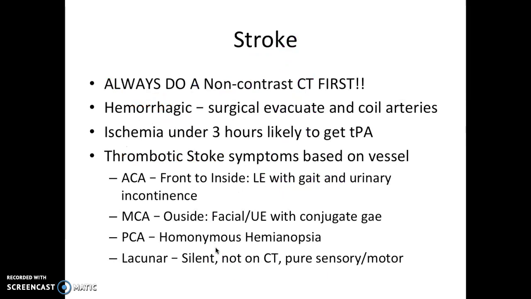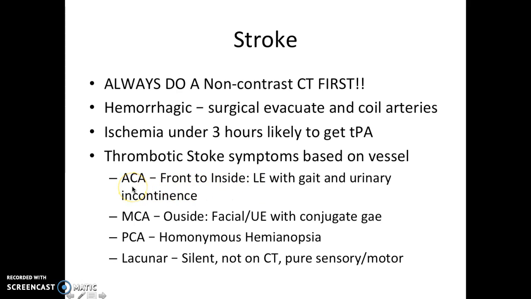So in summary, if you're thinking stroke, always do a non-contrast CT first. If it's hemorrhagic, then basically these people will have to be surgically evacuated if they're having something like a subdural or an epidural hemorrhage. Otherwise, coil the affected artery. If it's ischemia, treat them with TPA if it's under 3 hours. Otherwise, aspirin. Thrombotic strokes in particular are based on the vessel involved.